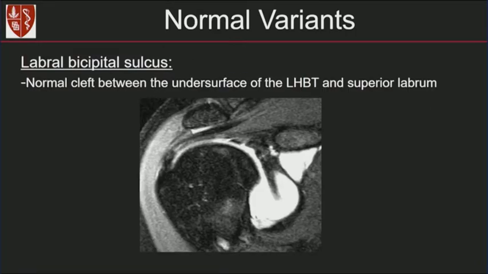Now, there's another variant that we should be aware of, especially when we're looking for labral tears. This is the labral bicipital sulcus. It's a normal cleft between the undersurface of the long head biceps tendon and the superior labrum. So here we have a coronal T1 fat suppressed MR arthrogram image. Here's your long head biceps tendon as it's coming into the superior labrum. Notice right underneath it, you have the sulcus, and it may fill with contrast, so we should not misinterpret this as a labral tear.